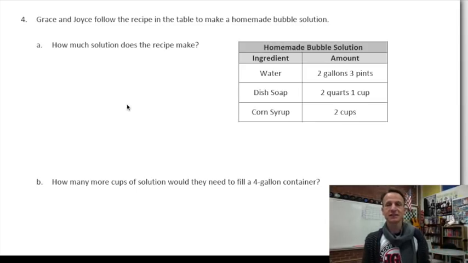I've never seen this kind of recipe, corn syrup. That's what they use as a sweetener. These are going to be delicious bubbles. I didn't know you could put corn syrup in bubbles. Anyway, so how much does it make?